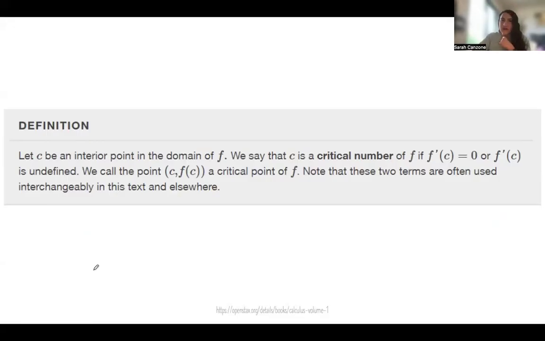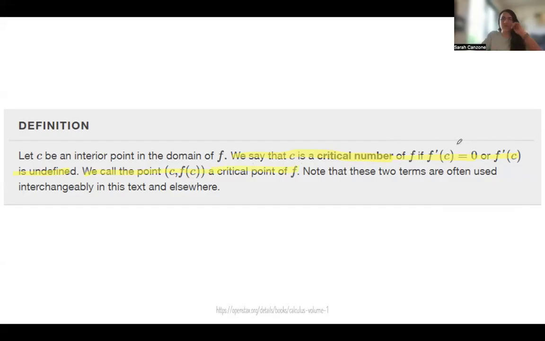All right, so I'm going to spit a bunch of definitions at you and then we'll do some examples. So here, this is a very important definition. Here, interior point just means that we're inside of our interval, so we don't necessarily have to recall this as part of the definition. We say that c is a critical number of f if f prime of c is 0. So if your first derivative is 0, then that is a critical number. Or if it's undefined. We call the point c, f of c a critical point.